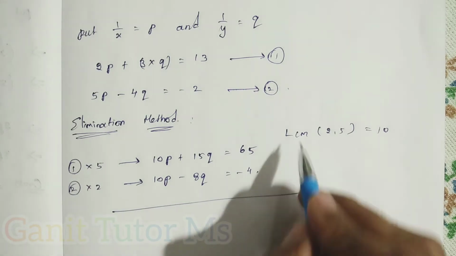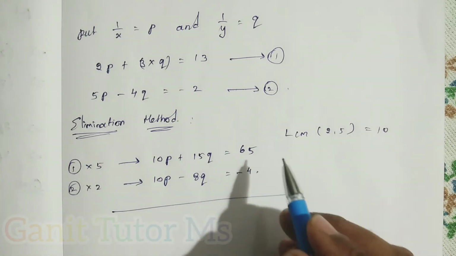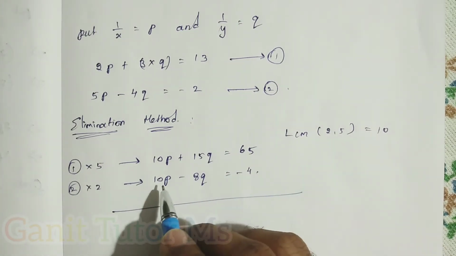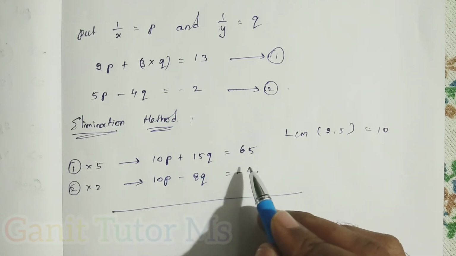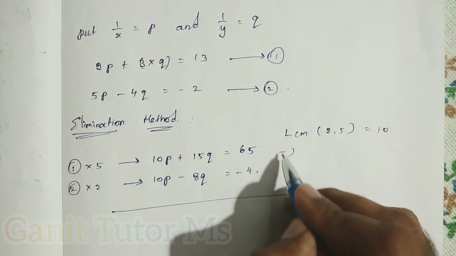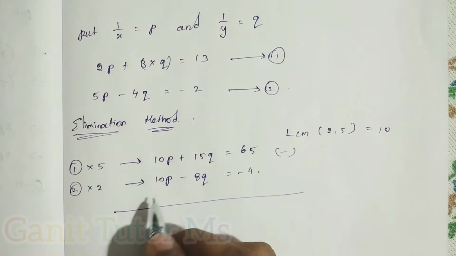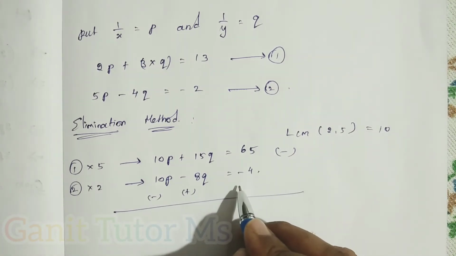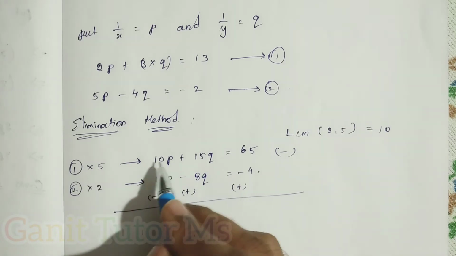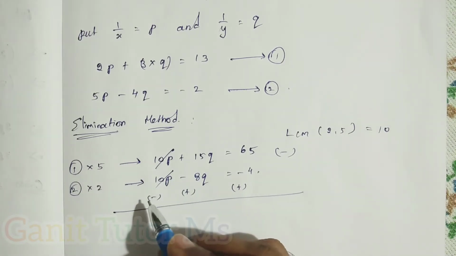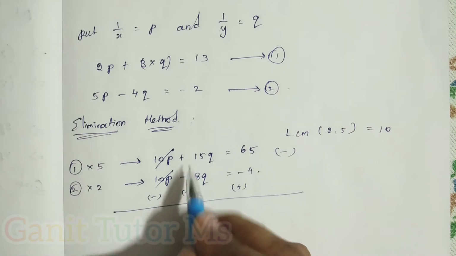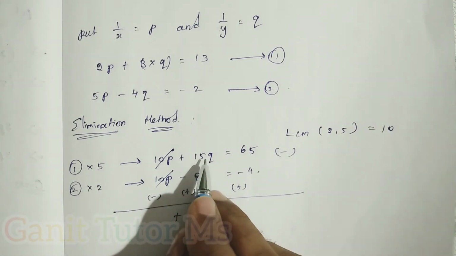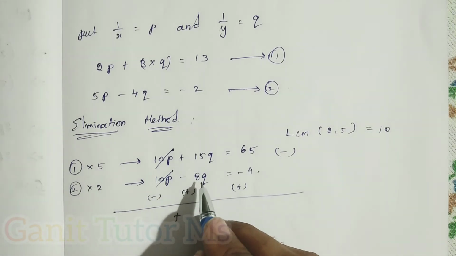Now I can do the addition or subtraction to remove p. When I do the addition here, it becomes 20p. So I can go with the subtraction. In the subtraction, you change the sign of the second equation. So it is plus. Now plus 10p minus 10p. Now both are plus, so same symbol addition. So plus 15 plus 8.